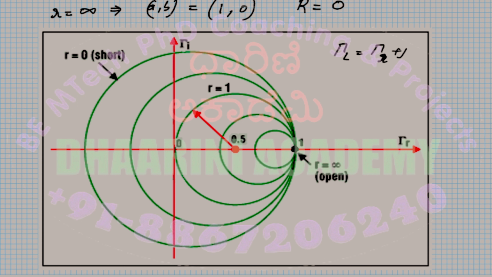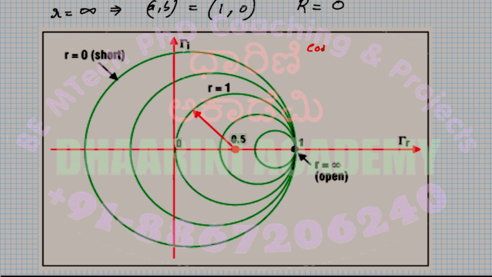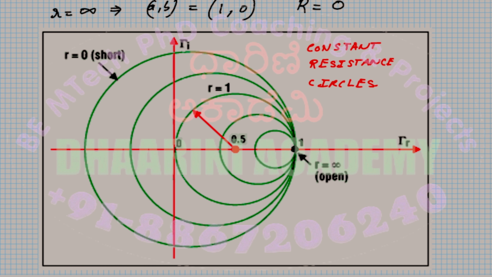So if you consider a Smith chart, you can see these kind of lines. They are called the constant resistance circles, because every circle has a fixed value of R. So far we have not termed them, so I'll give a name here. This is constant resistance circles. Okay, so far so good.